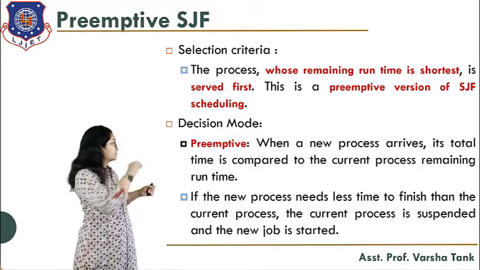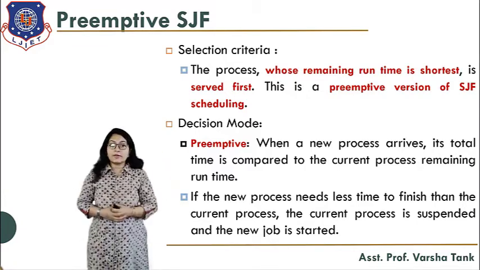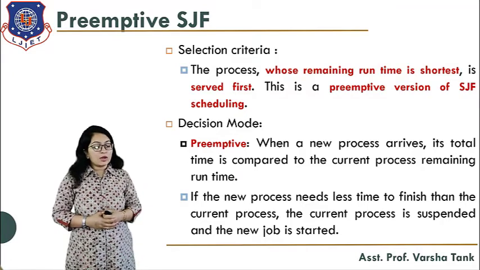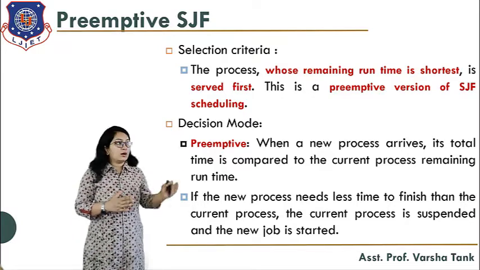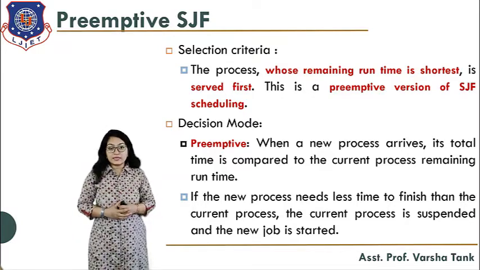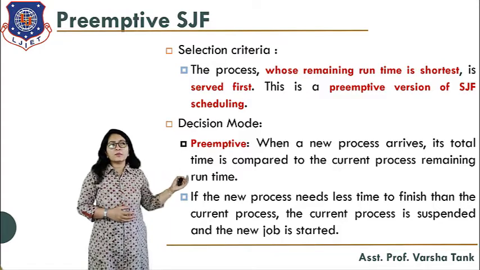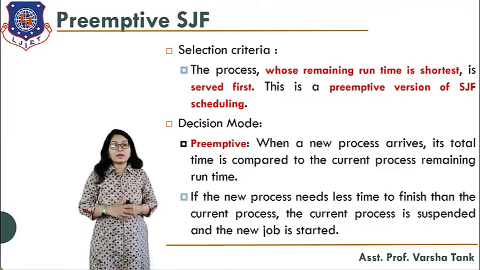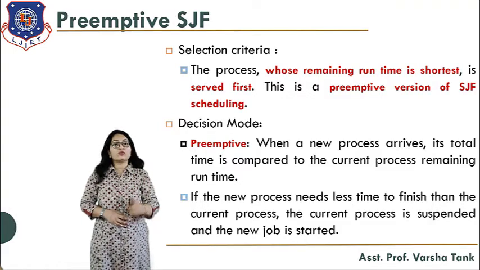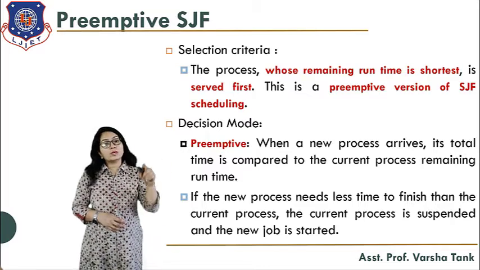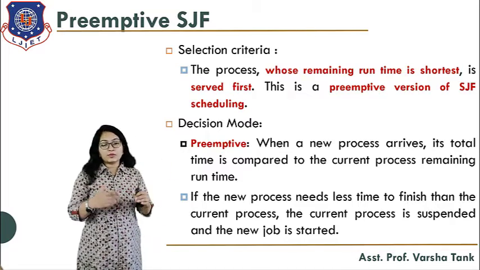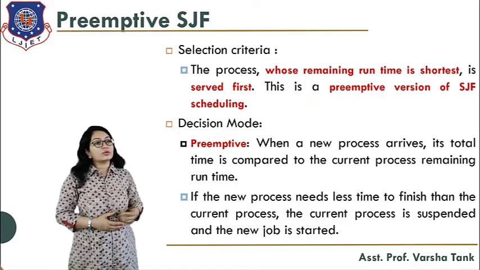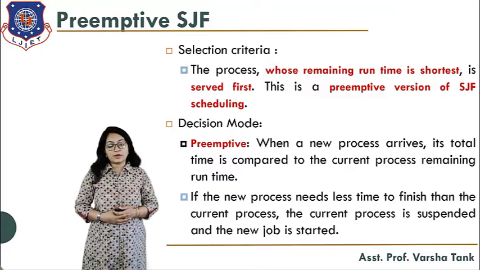So when the new process arrives, its total time is compared to the current process's remaining running time. For example, in our example, P0 requires 10 milliseconds for the execution, and the newly arrived process, I think P2, requires 6 milliseconds for the execution. So while P0 is in execution, we have to preempt this process, and we have to assign the new process for the execution as its burst time is less. That's why. Okay, so this is the decision mode for the preemptive SJF.